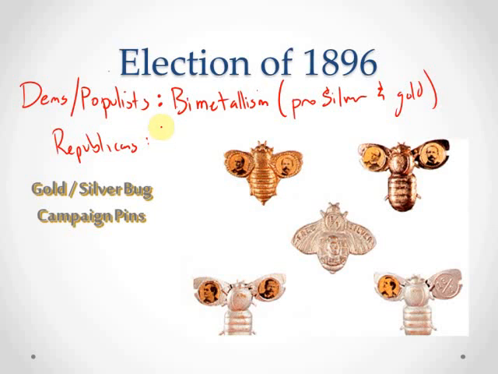Monometallism, which means they're in support of only what? One metal. Which one? Gold? Silver? Iron? Gold only. They were known as the gold bugs. Folks, here's why they wanted only gold.